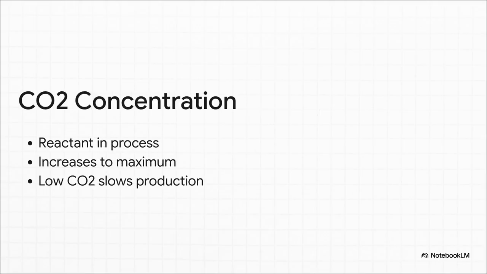Then we have carbon dioxide. Since CO2 is one of our primary reactants, it behaves a lot like light. Add more CO2 and the rate climbs up until it hits a maximum plateau. If carbon dioxide levels drop too low, glucose production is absolutely going to slow down.